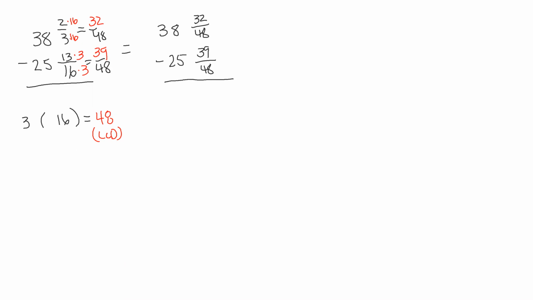The issue is I cannot take 39 from 32. 39 is too big, so I borrow. I borrow 1 from the 38, making it a 37. The 1 that I borrow, I'm adding right in here to this fraction, and I'm going to write it to where it has a value of 1 and a denominator of 48. The way we make that happen is we add it in as 48 over 48. Let's clean things up again. All right, so my first mixed number is now 37, and then I add 32 and 48.